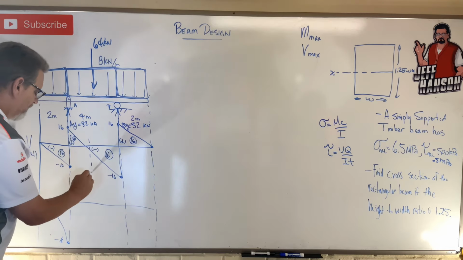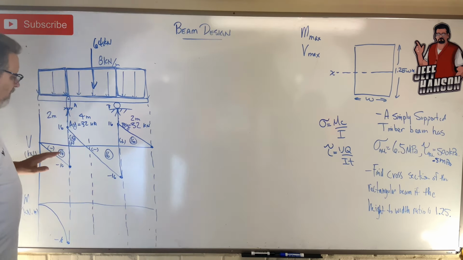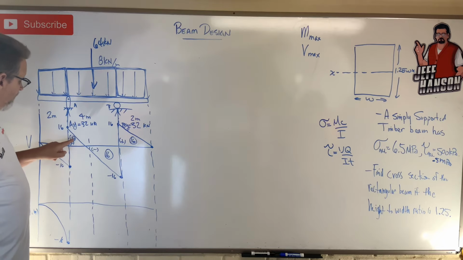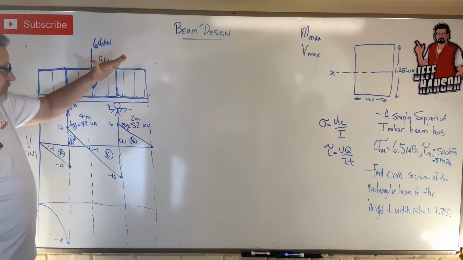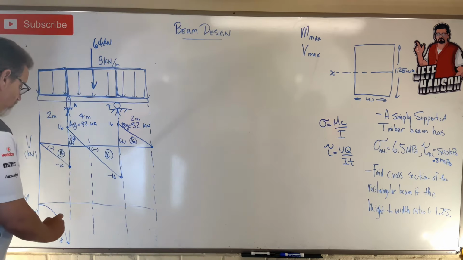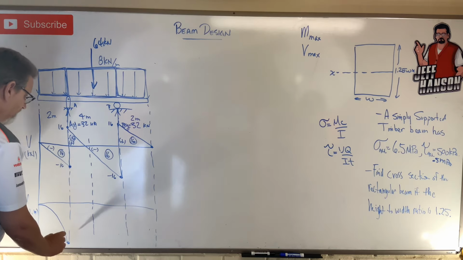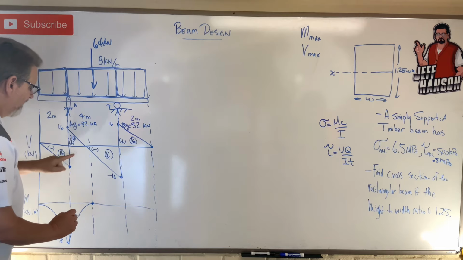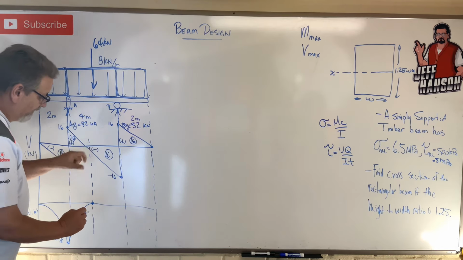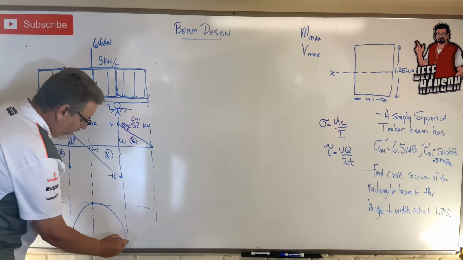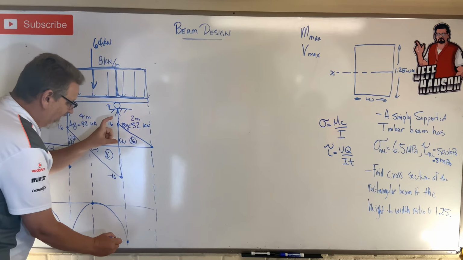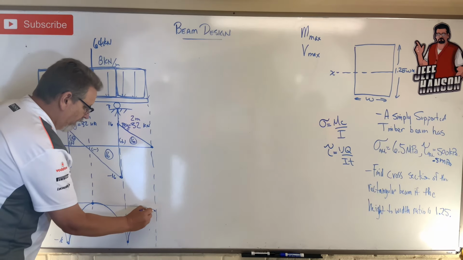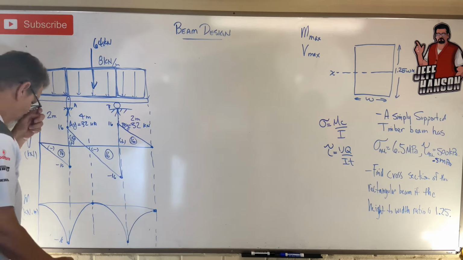And then right here in the middle, there's going to be a hump because we go from positive to negative. So I go up 16, fast and slow, and then down 16, slow then fast, and then up 16, fast and slow, and there it is.